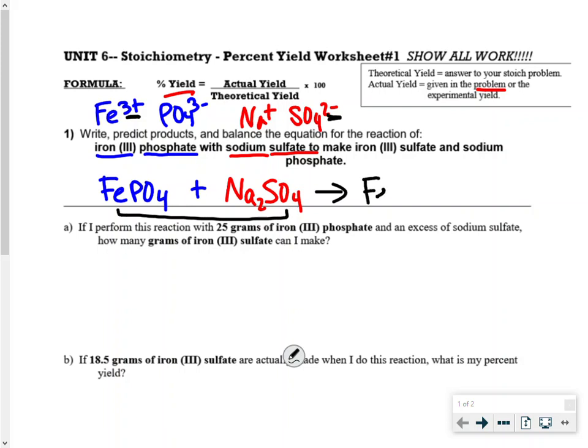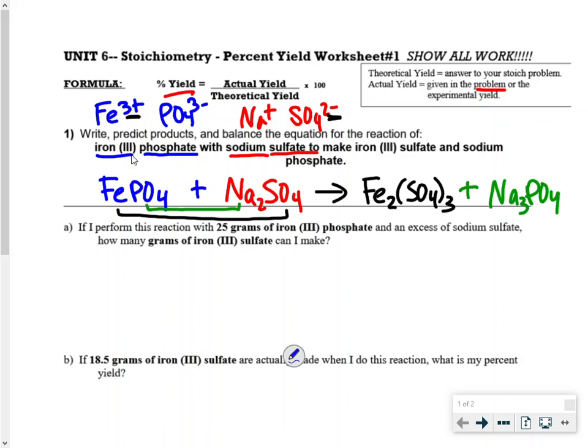The iron is going to combine with which one? The iron should combine with the sulfate over here, right? And if iron is a +3 and sulfate is a -2, how is that going to look? Fe2(SO4)3. Good. Now our other one, the sodium should recombine with our phosphate here, right? And that means, what's that going to look like? How many sodiums do you need to balance out that phosphate? So it should be Na3PO4.